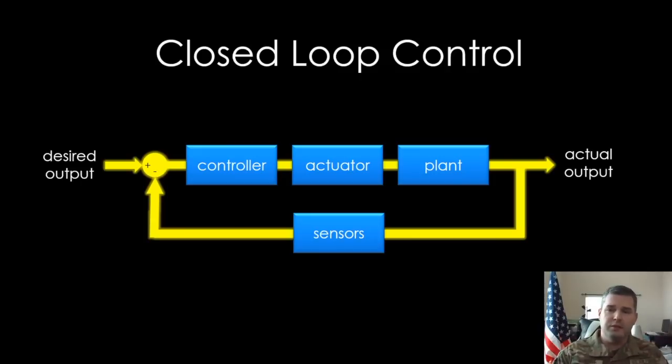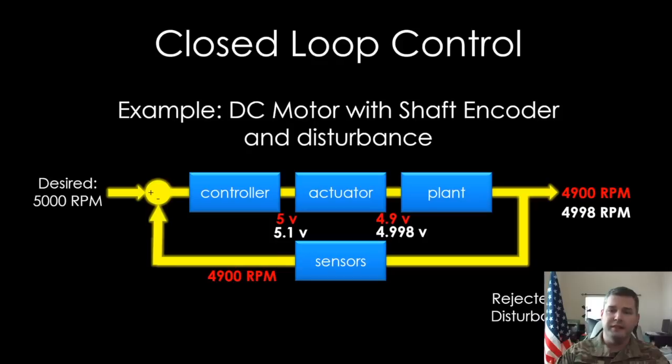Let's do a quick example. We have a DC motor. We desire 5,000 RPMs. We still have the controller outputting 5 volts. We still have the actuator that's off by 2%. It's outputting 4.8 volts. So we end up getting 4,900 RPM instead of the desired 5,000 RPM. Now we've added a sensor, in this case a shaft encoder, and it feeds that 4,900 back in.